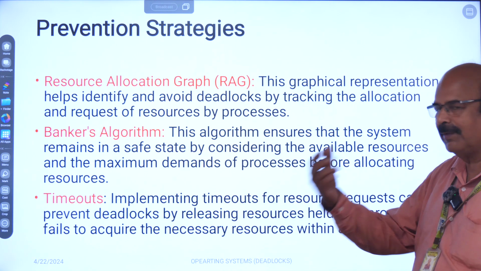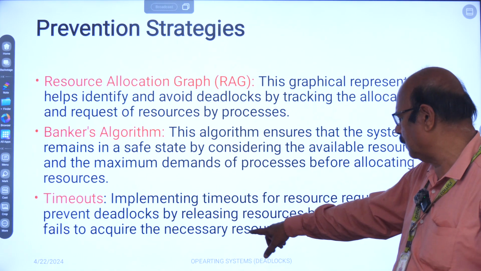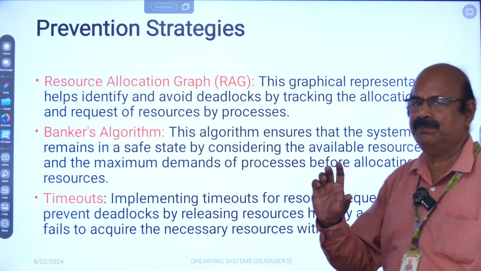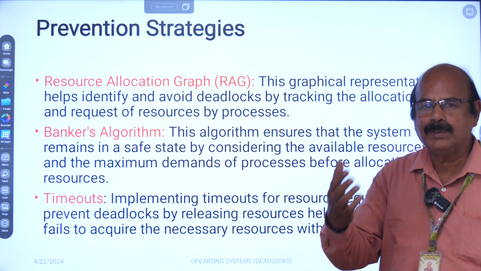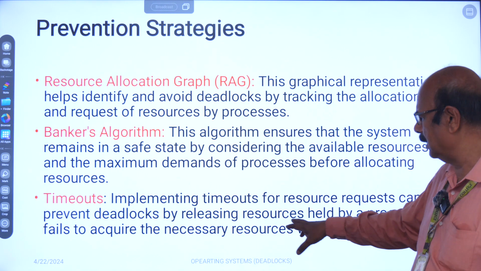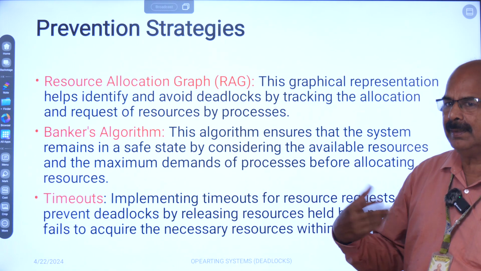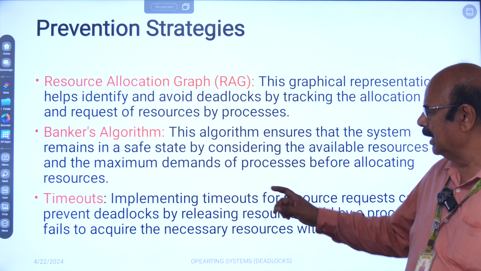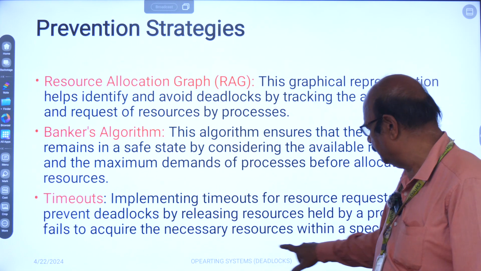What is the timeout for releasing the process? If it fails to acquire the necessary resources within a specified time, whenever a process is given a resource, it must use it at a proper time. Whenever it is taking more time, there must be some timeout reason, so that the process can come out of that and the resource is released.